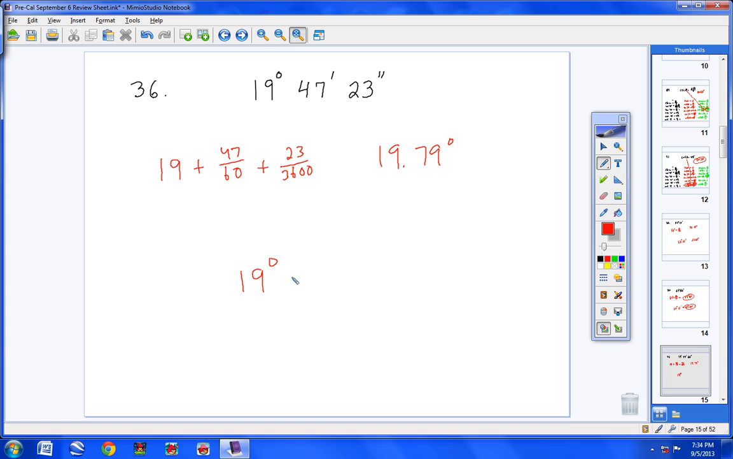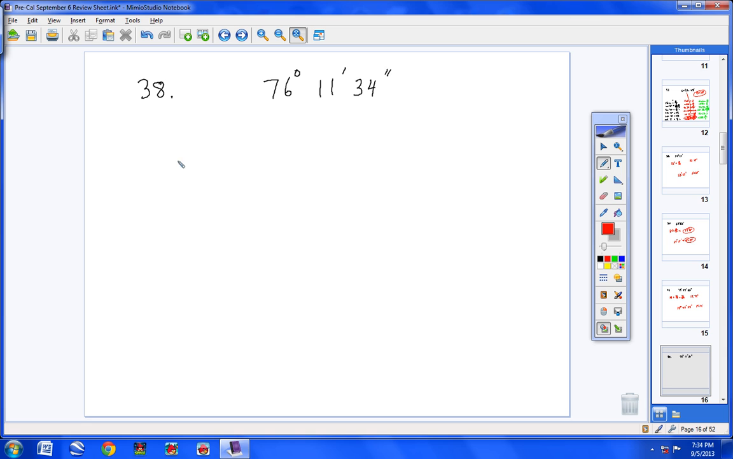Now another way to do it is simply type in 19, then hit second apps option 1, a circle will pop up, then type in 47, hit second apps option 2, and this little line will pop up, then type in 23, and then you want to hit alpha plus sign, kind of weird, but alpha plus sign, and these two lines will appear, and then hit enter, and you'll get the exact same thing, 19.79 degrees. Okay, let's move on to number 38.